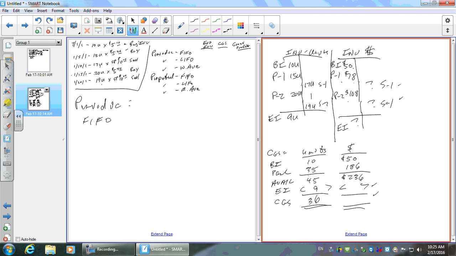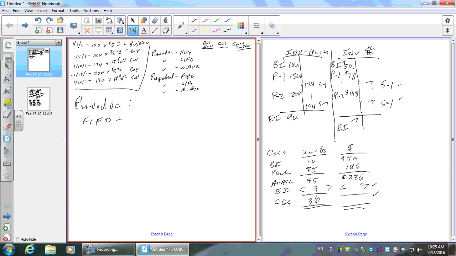If I knew cost of goods sold, I could get inventory. If I knew inventory, I could get cost of goods sold. With periodic, I can get inventory really easy, so guess what I'm going to do? Get inventory and calculate cost of goods sold. Got it? That's how I'm going to do this. Everybody okay with that? Easy? All right, so let's do it.